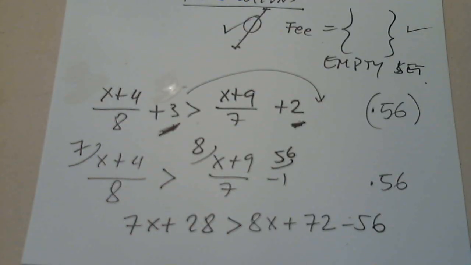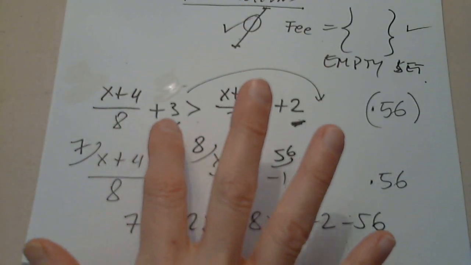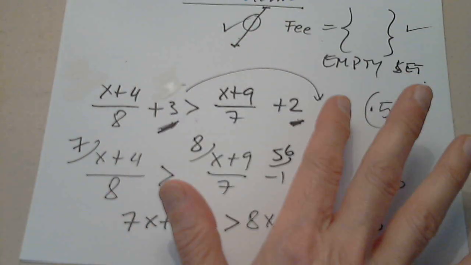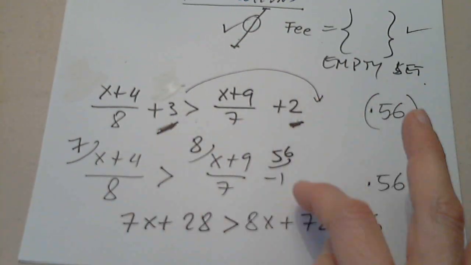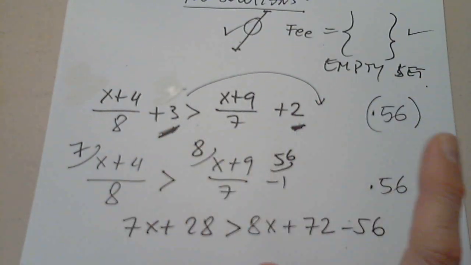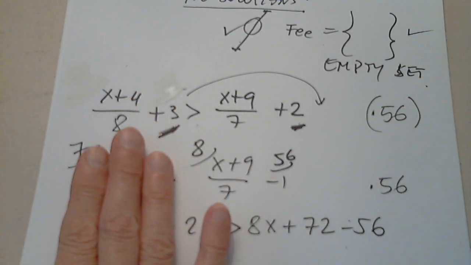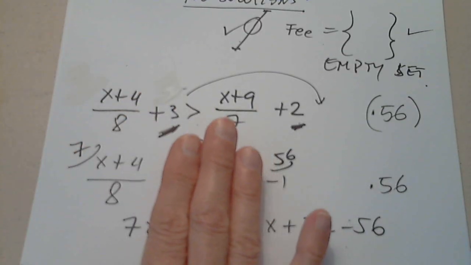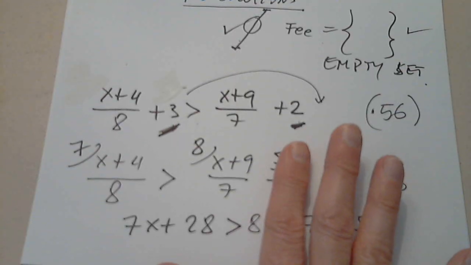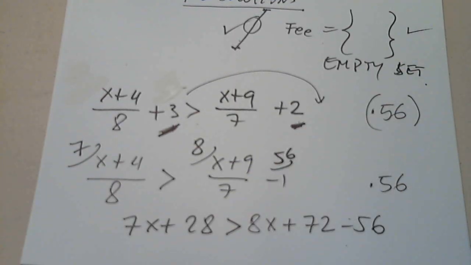Where did you get minus 56? Because I brought the negative 3 to the other side. 2 minus 3 is negative 1. I cannot pick and choose. I multiply this by 56. I multiply this by 56. I have to multiply this by 56. Oh, okay. Everything has to be multiplied by 56.